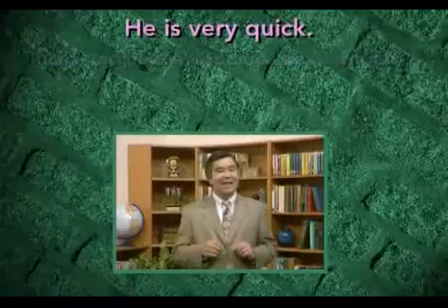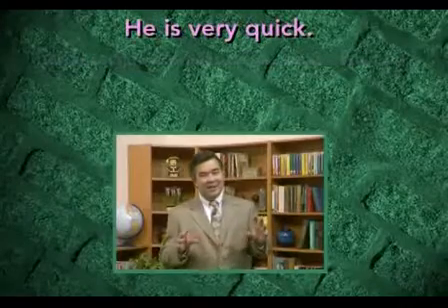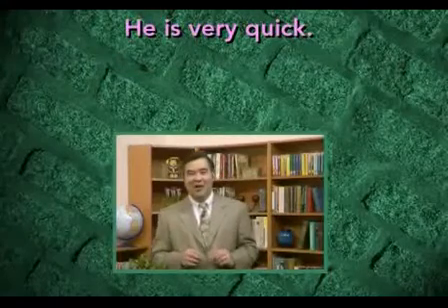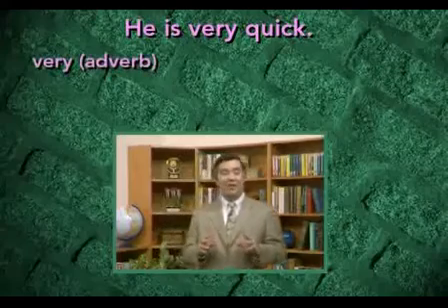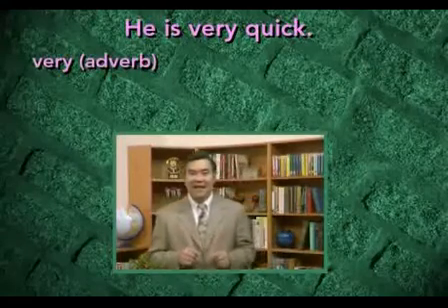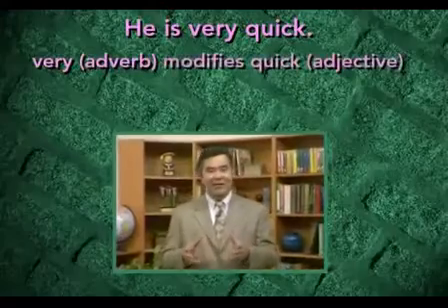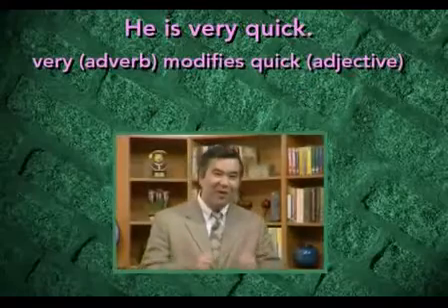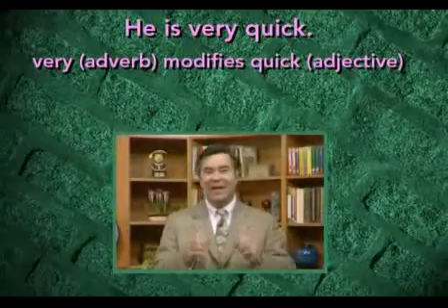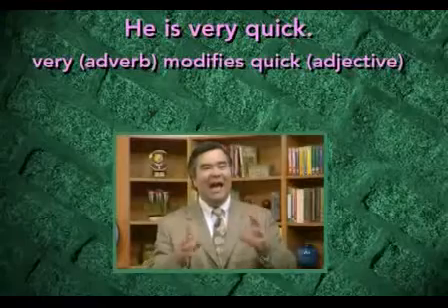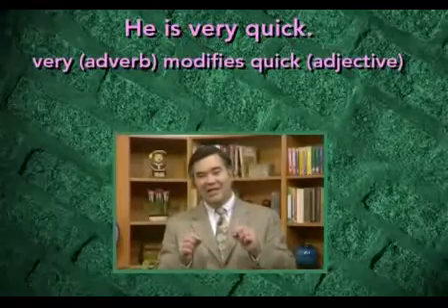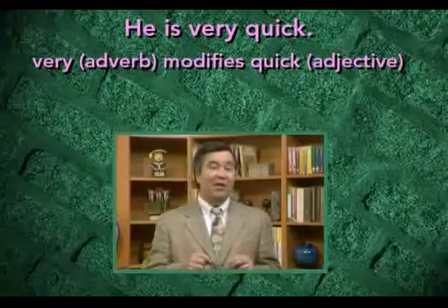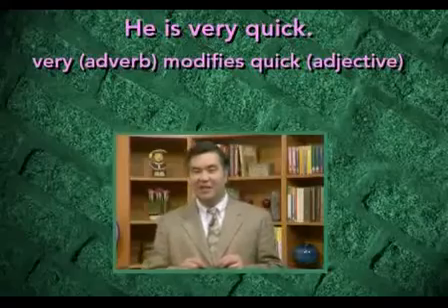Now what about this sentence? He is very quick. This is the same sentence except that the word very has been inserted. What part of speech is the word very? Well, very is an adverb. It's one of the more common adverbs, and in this case, the adverb very modifies or refers to the adjective quick. How quick is he? He's very quick. It gives us more information about that adjective. It tells us exactly how quick he is. So in this case, we have an adverb, very, which modifies an adjective. That illustrates how an adverb can sometimes modify an adjective.